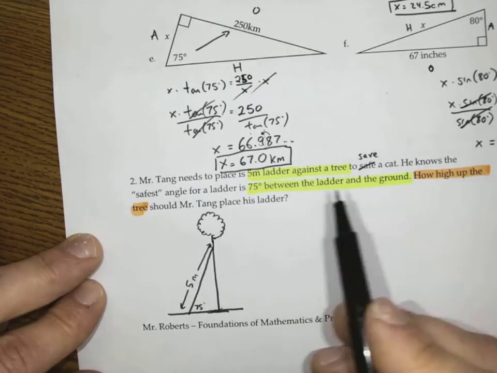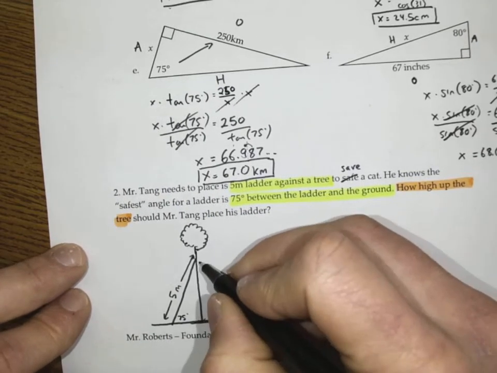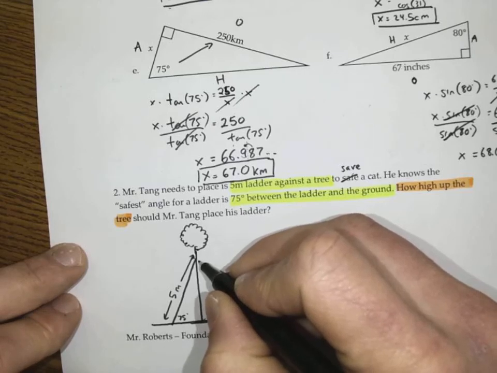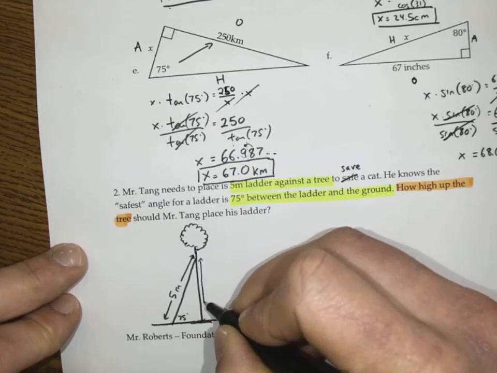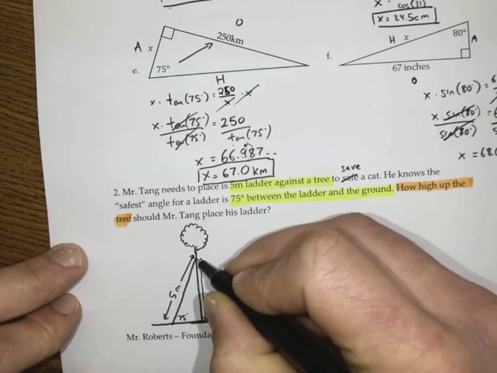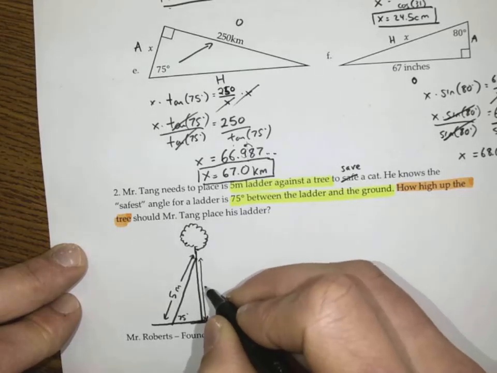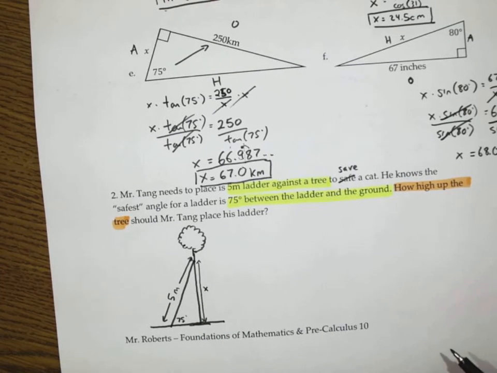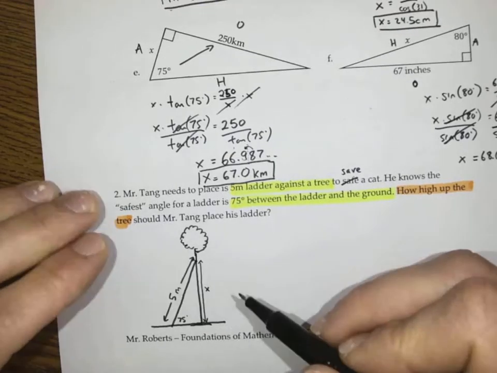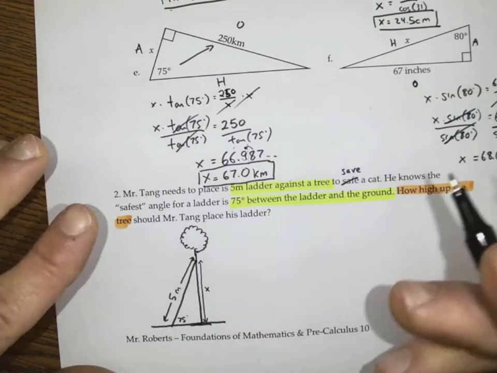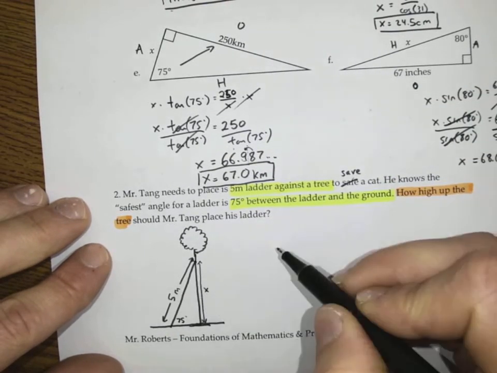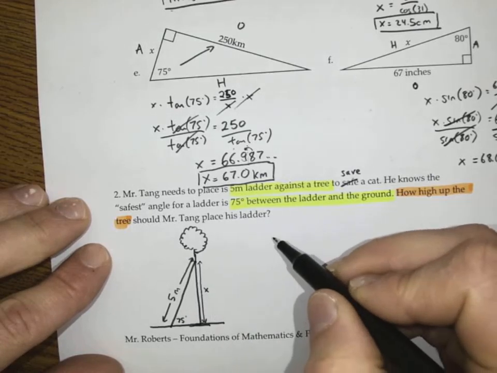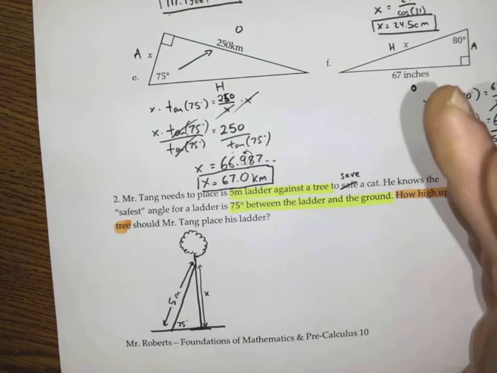And the question is, how high up the tree should Mr. Tang place the ladder? Okay, so that really is asking the question, how high up the tree? So like, where should he place that end of the ladder here? Okay, so we'll make that our variable x. Well, that's a very nice diagram, but I'm starting to get confused by all the extra stuff here. So what I'm going to do is take that information and rewrite it as a triangle. Just a simple triangle.